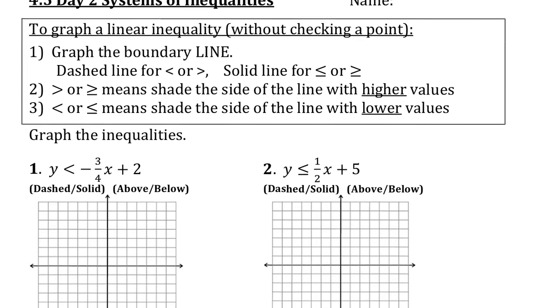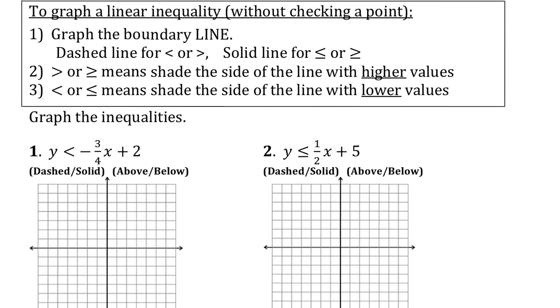Okay, let's practice on this first one. First thing I'm going to check: there's no equals sign here, so it's going to be a dashed line. So let's go ahead and do the boundary line. The y-intercept is 2, down 3 over 4. And you can do it more than once if you want to try to make it straighter.